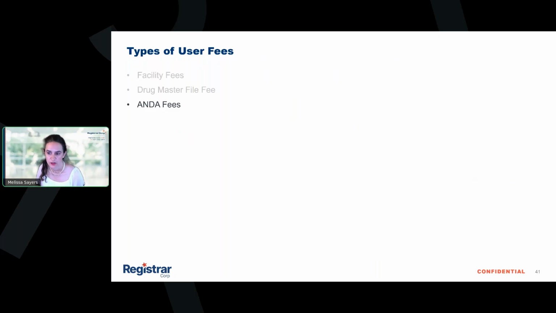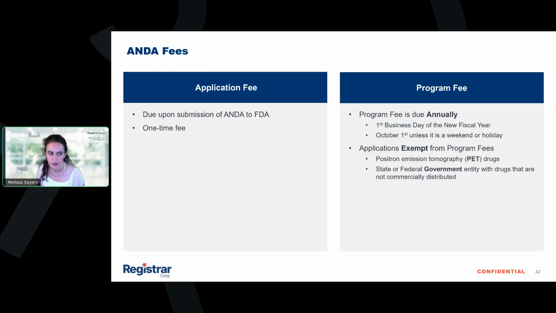The holders of generic drug applications have fees as well. Let's dive into this user fee type. So we're going to talk about the ANDA fees and how they apply under GDUFA. When submitting an abbreviated new drug application to the FDA, there are 2 main types of fees to consider.